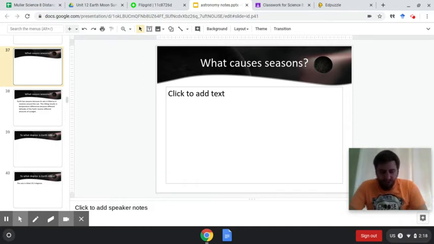Okay, let's do assess your understanding so we can kind of wrap things up here. The noon sun is directly overhead at the equator during the what? It is the equinox. What causes the seasons?